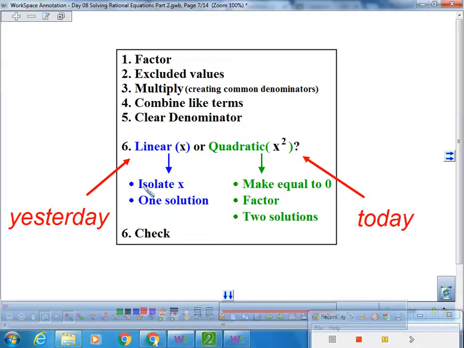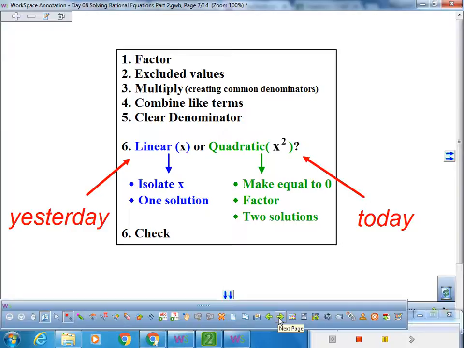Do your check. If it's quadratic, you've got to set everything equal to 0, get everything on one side, then factor it, and then you're going to come up with two solutions. Those are the ones you have to be really careful with, because when you get two solutions, sometimes one of those solutions is one of the excluded values. So you've got to really watch for that, and be aware of your excluded values. Let's get into it. Does it sound like fun?